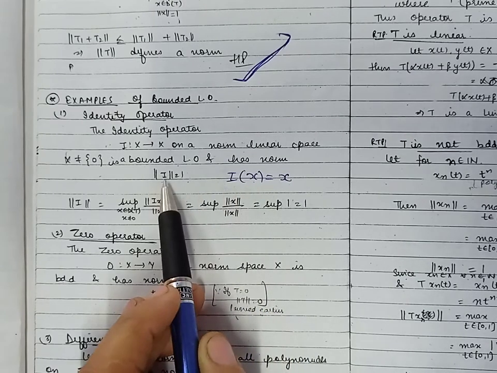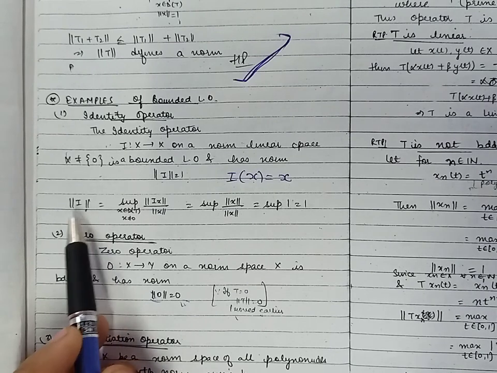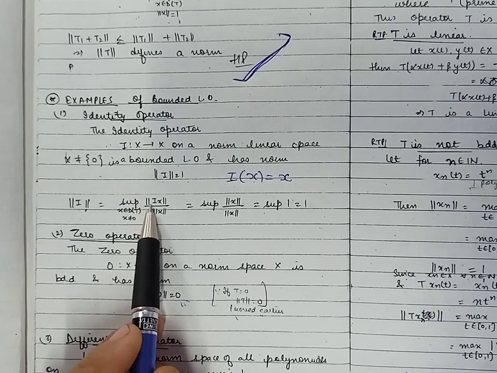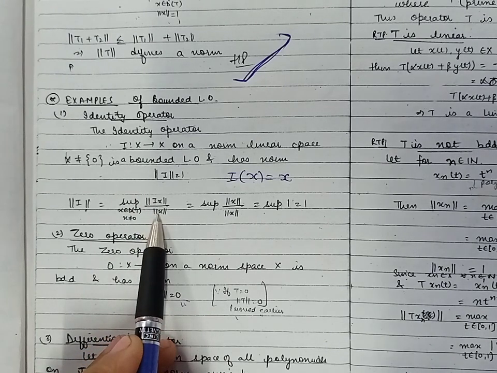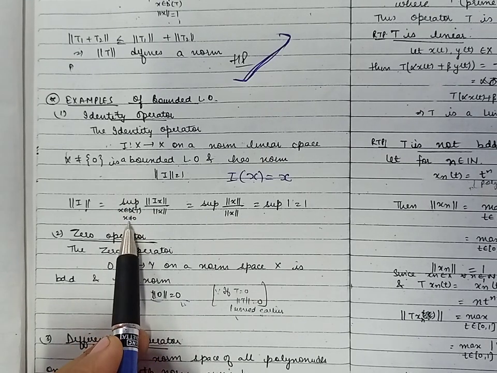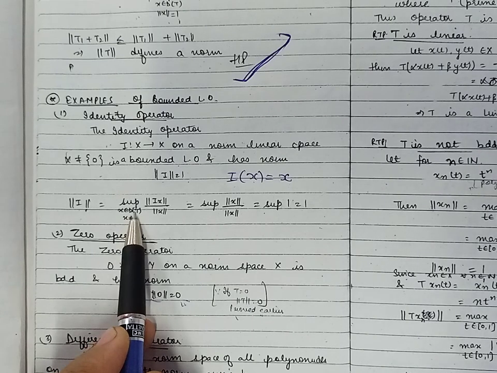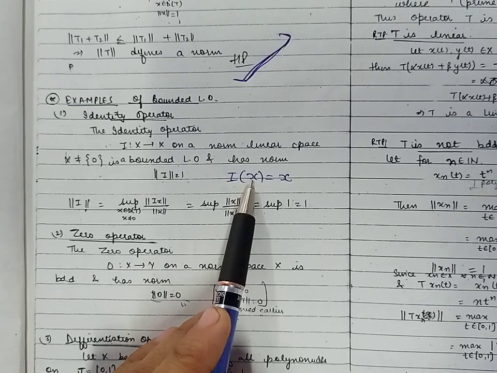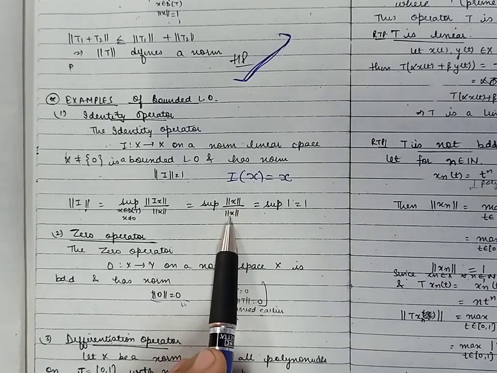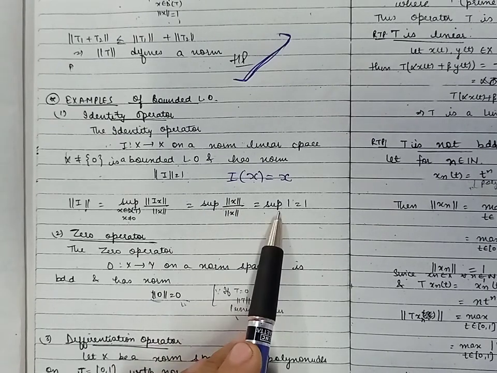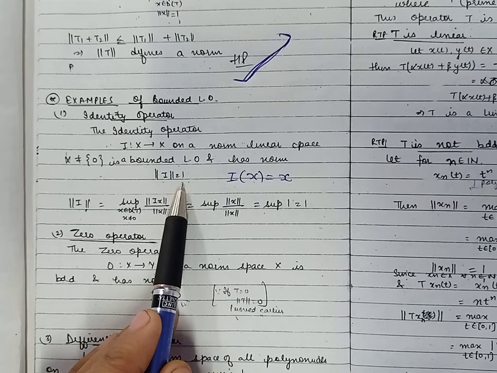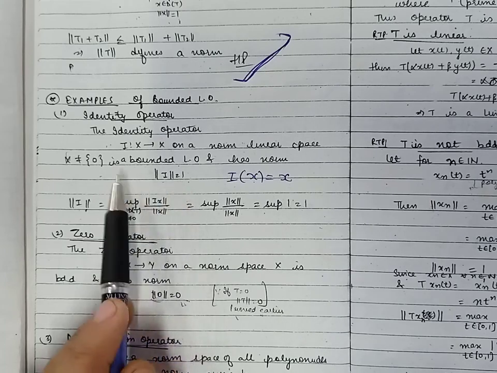If we find the norm of this operator, by definition, the norm of I is defined by the supremum of norm of Ix divided by norm of x, where this supremum is taken over all the non-zero elements of the domain of T. Now, I of x is x, so this becomes the supremum of norm of x divided by norm of x, which is 1. So the norm of the identity operator is 1. This is the first example of a bounded linear operator.